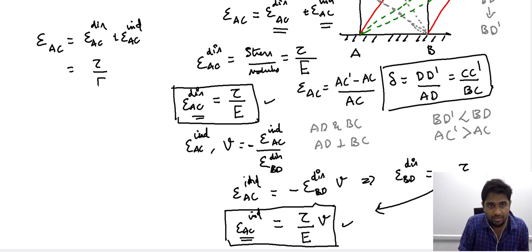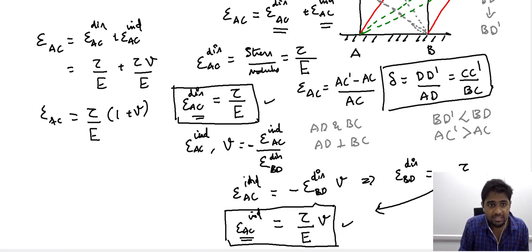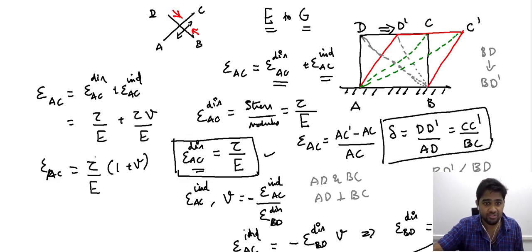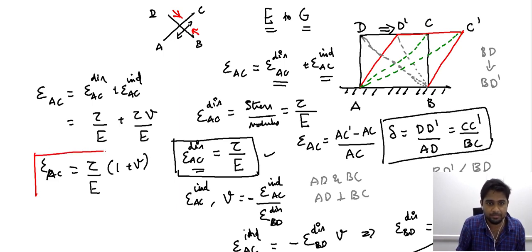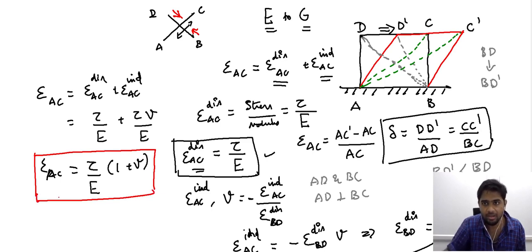So it will be, and when you take the shear stress and the Young's modulus out, you will end up with an expression something like this. So this is the overall strain the diagonal element that we are interested in experiences. So this is one of the critical relations that we are interested in. So now what we have observed is, we have considered a strain along AC and we were able to arrive at an expression for it. The overall strain along AC, now we are able to arrive at an expression for it.